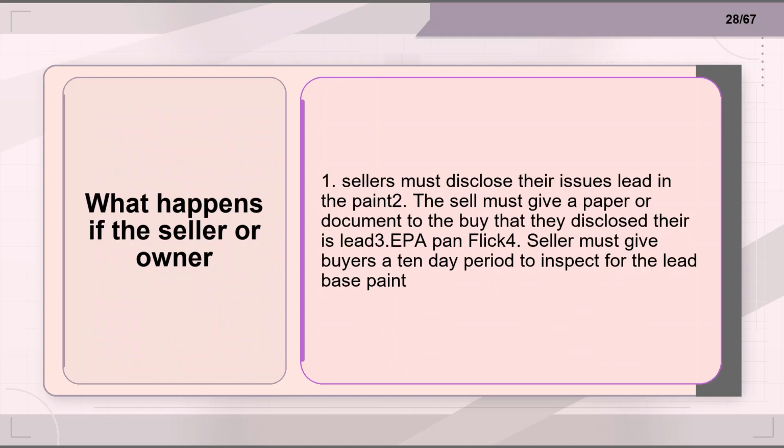Flashcard 28. Term. What happens if the seller or owner? Definition. 1. Sellers must disclose their issues lead in the paint. 2. The seller must give a paper or document to the buyer that they disclose there is lead. 3. EPA pamphlet. 4. Seller must give buyers a 10-day period to inspect for the lead-based paint.